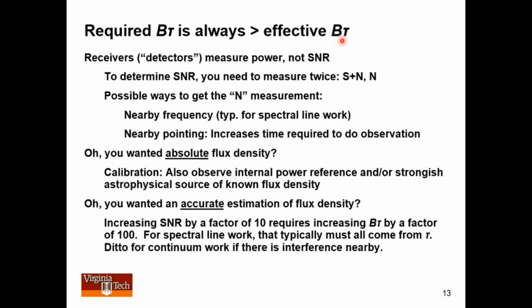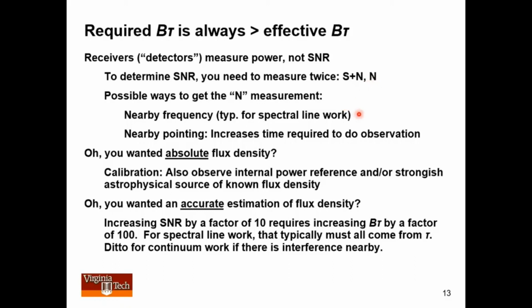You can see this right away. For example, people often forget that detectors don't measure signal to noise ratio. Detectors measure power. So if you want to measure signal to noise ratio, you have to do two measurements. You have to measure signal plus noise and then noise. So, to first order, this doubles the amount of time you need because you have to do two different measurements, presumably with the same integration time. How do you get the noise measurement?